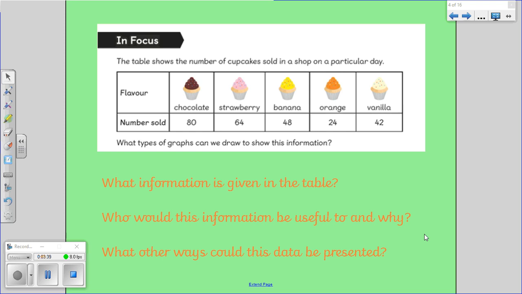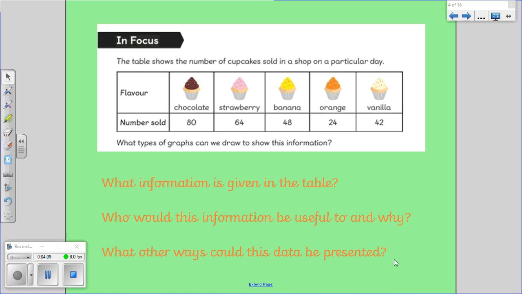Well, there could be lots of reasons why this information would be useful. It could be for other shops or other cake makers who were looking at selling cupcakes and wanted to know what was the most popular flavour for that shop. So that could help them with what flavours they were going to sell. You might have thought of some different ideas as well, why this information would be useful.